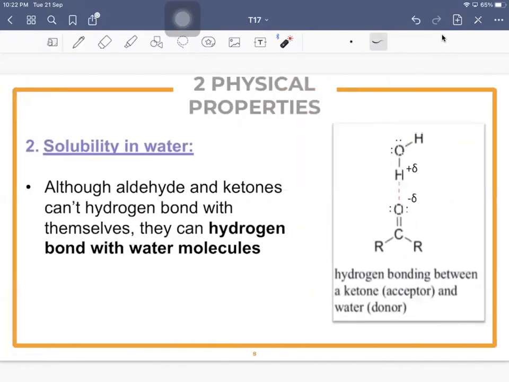Next physical property is the solubility in water. So we have to look at the interaction of your carbonyl compounds. Can they have an interaction with water? They can have a PD-PD interaction, okay? They can also form hydrogen bonds with water. Now, even though carbonyl molecules cannot form hydrogen bonds with itself, they can form hydrogen bonds with water.